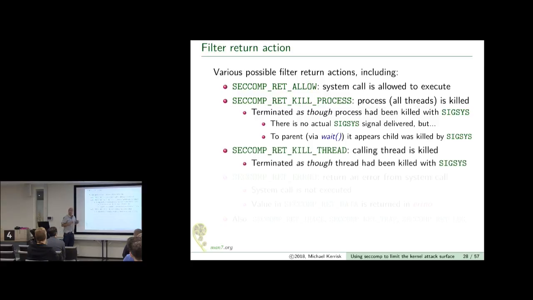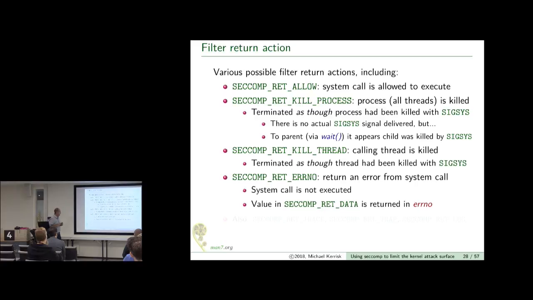Another possibility is kill the thread that made the system call. Or, okay, we don't like the system call, but don't kill the thread or the process. Make it return an error. Don't actually execute the system call, cause it to return a failure status with a certain error, and the error is whatever value we specified in the bottom 16 bits of the return value. There's a few other possibilities as well, which I won't try and walk through.